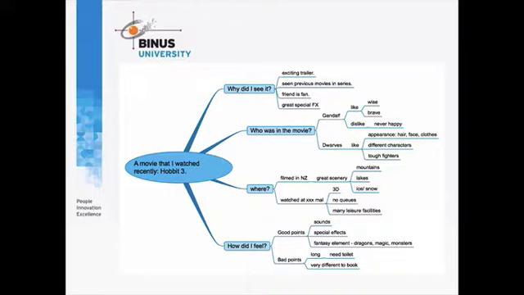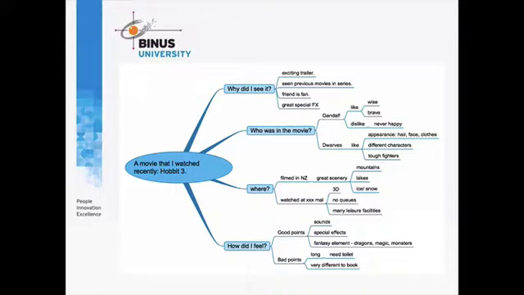Then, if you look at who was in the movie, you can say, well, there are 2 important characters I'd like to talk about for the movie. The first is Gandalf. And there were a couple of things that I liked about Gandalf, but there was one thing that I did not like about his character. Another set of characters in the movie were the dwarves, and there were 3 things that I like about them.